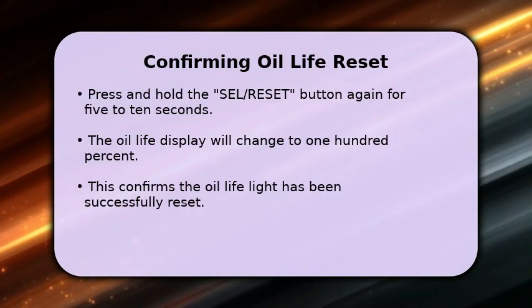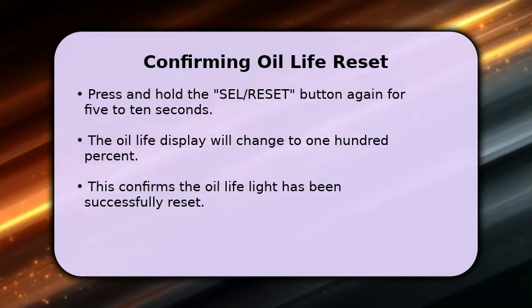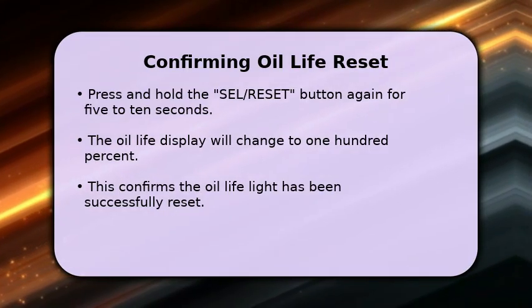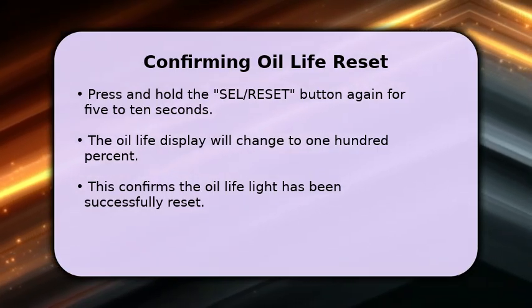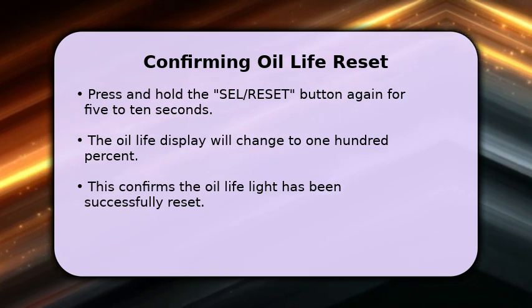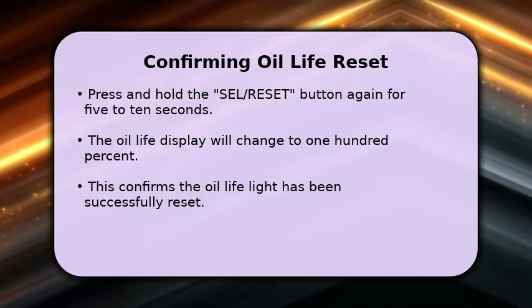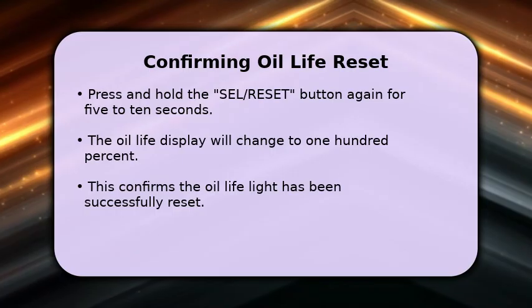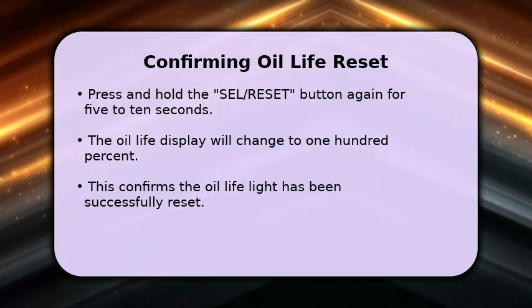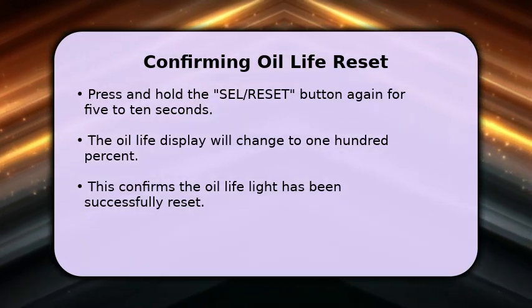To finalize the reset, press and hold the Sell/Reset button one more time for about 5 to 10 seconds, or select Reset if a menu appeared. The oil life display will then change to 100%, indicating a successful reset of the maintenance minder system. You can now turn off the ignition. Your Acura TL's oil life light is now off, and the system is ready to track your next service interval.